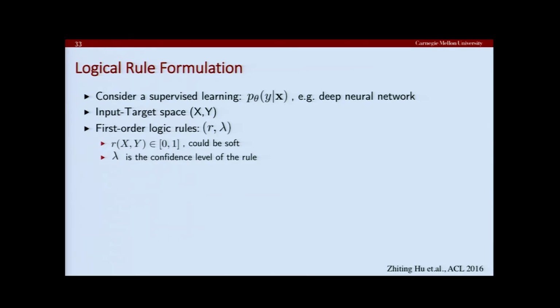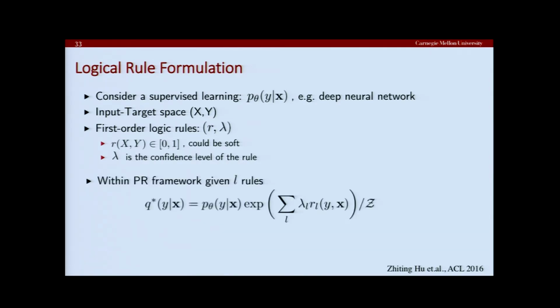Suppose I have a supervised learning problem. Suppose I'm trying to solve some kind of classification task. I have some input and target space X and Y. And let's say I have some kind of first order logic rules, and I have a rule that takes X and Y and spits out a number between 0 and 1. Could be a soft number. Lambda here is the confidence level of a particular rule. So within the posterior regularization framework, I have L of those rules, think on the order of thousands, that I can come up with.